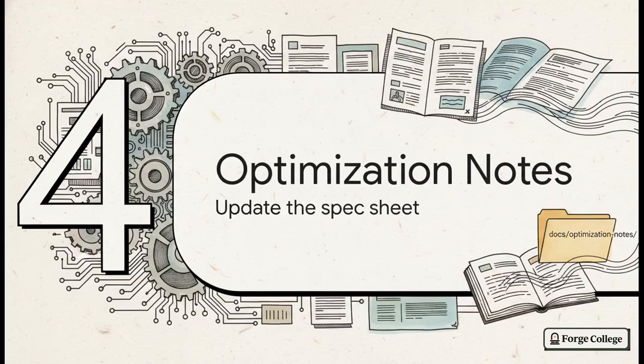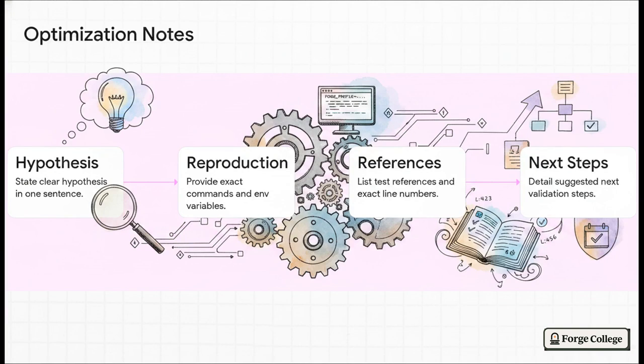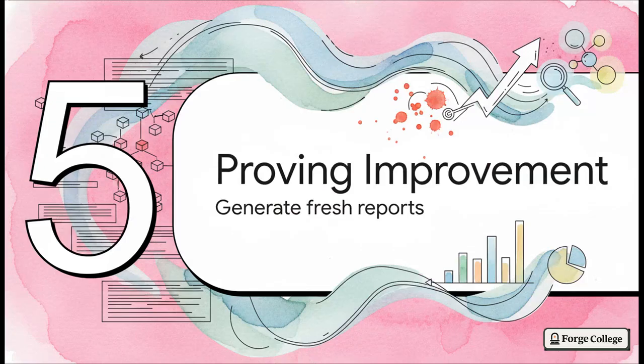Section 4. Writing optimization notes, because an engineer's job isn't actually done until the spec sheet is completely updated. So we've written the tests, but writing an optimization note is a really meticulous process. Step 1, you state your hypothesis in one clear sentence. Step 2, provide the exact reproduction commands, right down to environment variables like forge_profile. Step 3, list out your specific test references and exact line numbers. And finally, step 4, lay out your suggested next steps. Why go into this level of detail? Well, because any other developer, or honestly your automated CI environment, absolutely must be able to reproduce the exact behavior you just verified.